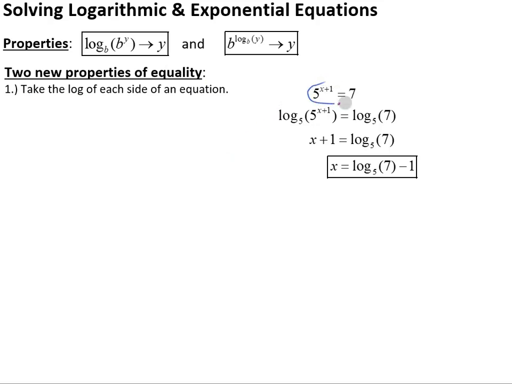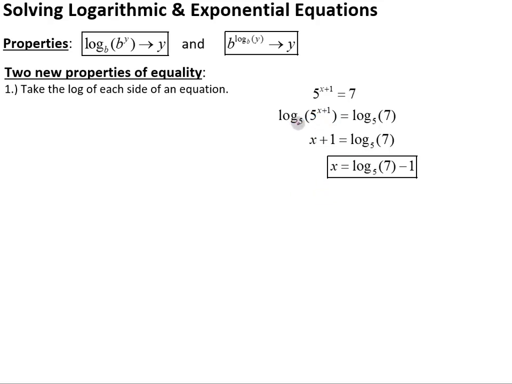So let's say we were trying to solve this equation: 5 to the x plus 1 equals 7. Well, we can take log in any base we want, but in this case it will be helpful to use base 5 so that we can use this property, so that the base of my logarithm matches the base of our exponent here. Log base 5 of 5 to the x plus 1. Well, just like using our property, these will cancel out, and we'll get x plus 1.